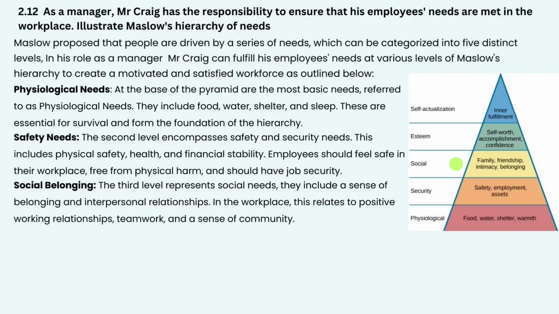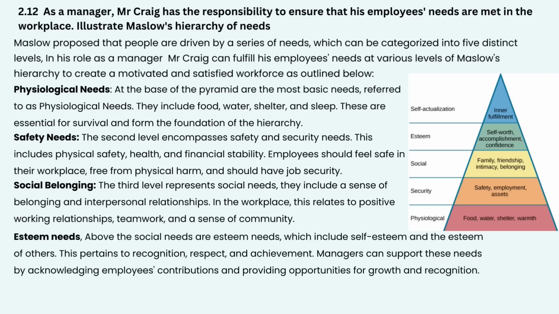Social belonging. The third level represents social needs. They include a sense of belonging and interpersonal relationships. In the workplace, this relates to positive working relationships, teamwork, and a sense of community. Esteem needs. Above the social needs are esteem needs, which include self-esteem and the esteem of others. This pertains to recognition, respect, and achievement. Managers can support these needs by acknowledging employees' contributions and providing opportunities for growth and recognition.